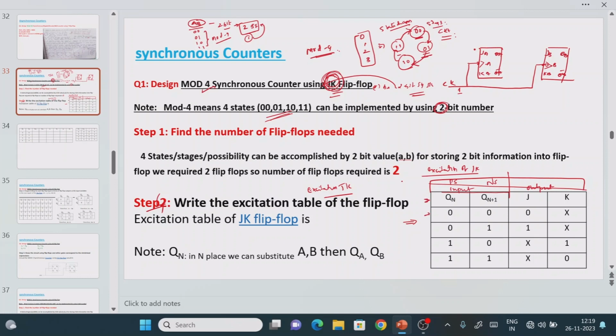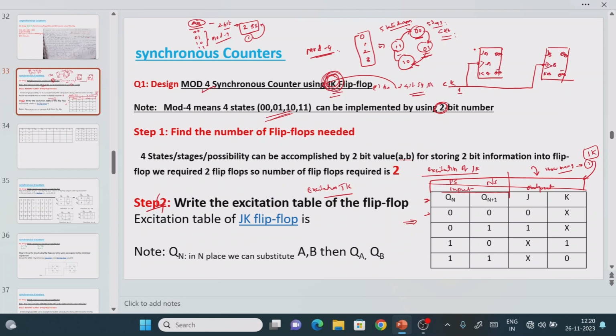Now, one more important point you need to remember is, this excitation table is for how many flip-flops? This excitation table is for only one JK flip-flop. Remember that. But if you observe our circuit diagram, how many JK flip-flops do we have? We have 2 JK flip-flops, right? So this is a single excitation table for one JK flip-flop, but in my circuit I have 2 JK flip-flops.